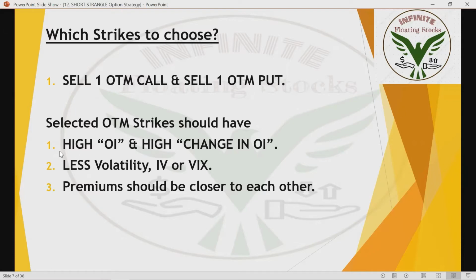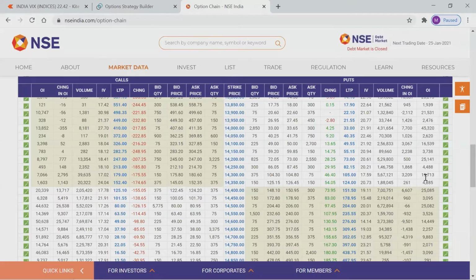The first main criteria is you need to be selecting the strike price which is out of the money and which is having high OI and high change in OI. So here OI is only 4,000. Here it is 19,000. Here it is 4,000, and again here is 25,000. So among all the closest or slightly out of the money strikes, 25,000 is the highest OI. So I should be selecting this out of the money put strike.